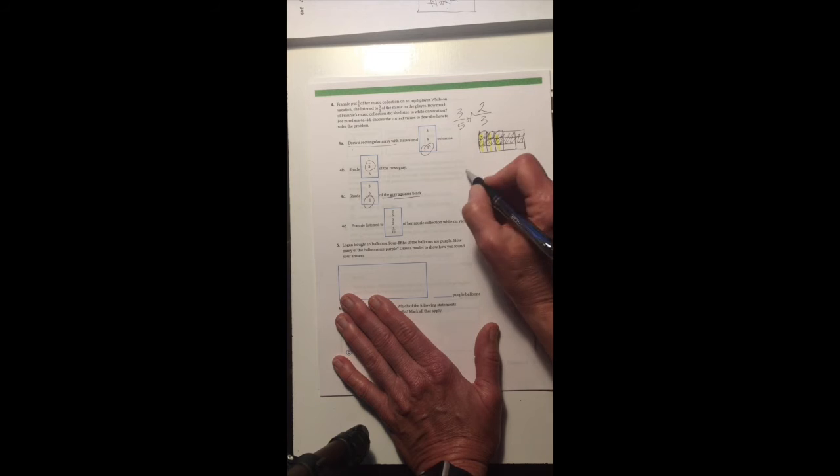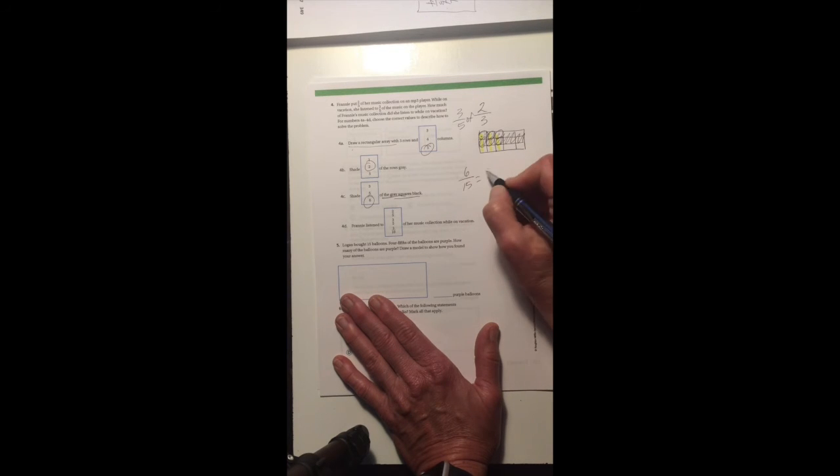So what is 2/3 of 3/5? Well, how much do we have? We have 1, 2, 3, 4, 5, 6 out of how much? There are 15. That would simplify to 2/5.